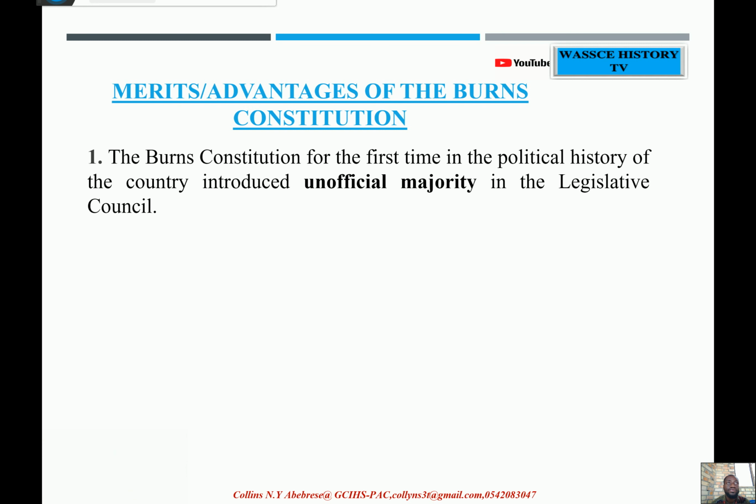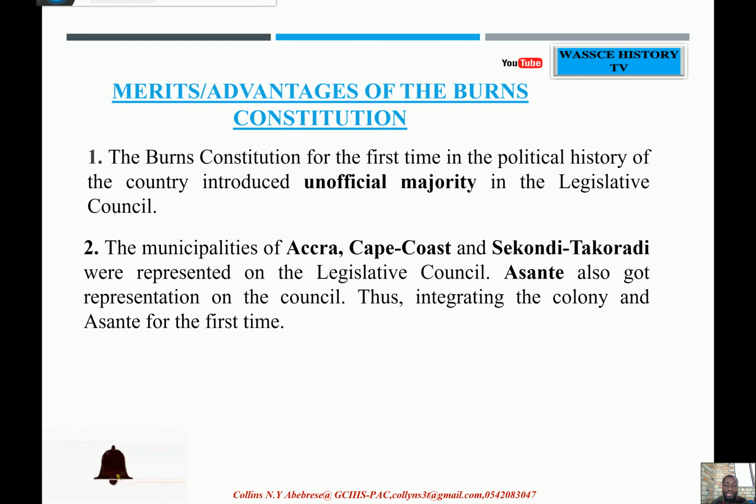So Africans became the majority for the first time, and you agree with that? Is that not it? Yes. Now again, the municipalities of Accra, Cape Coast, and Sekondi were also, of course, represented. Asante also got a representation on the council. That's integrating the colony and Asante for the first time. And so Asante also getting representation on the council, of course, for the first time. It's also a good step in the right direction.